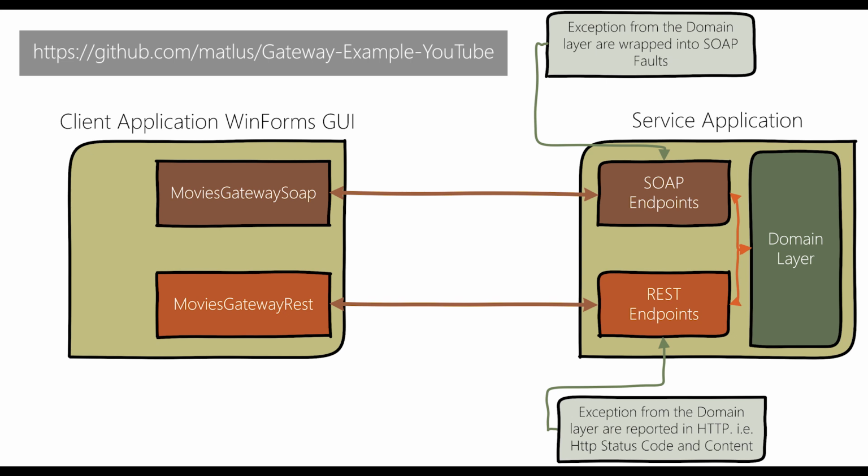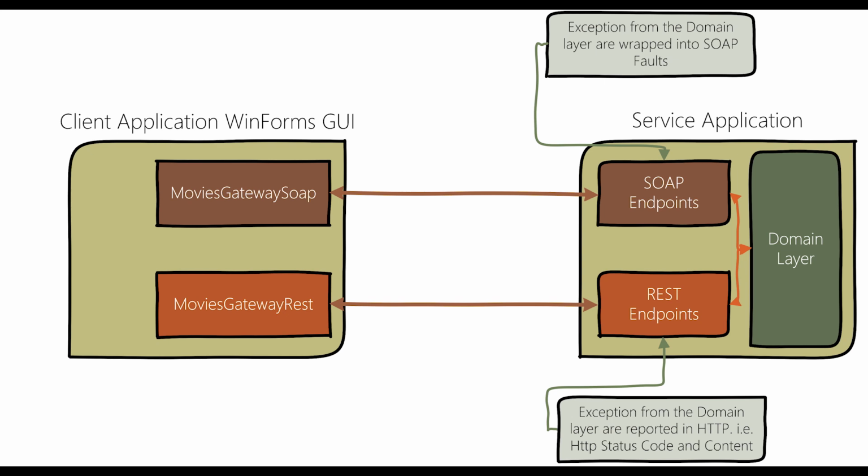I'm going to start from the solution, which has multiple projects. It has 3 projects. One is the service end of the whole equation, which is the stuff you see on the right hand side here, and the other is the client end of the system. In this case, the client happens to be a WinForms GUI application.